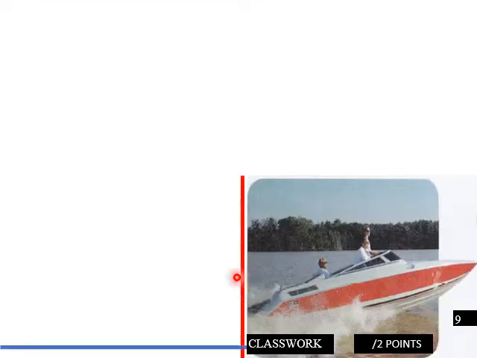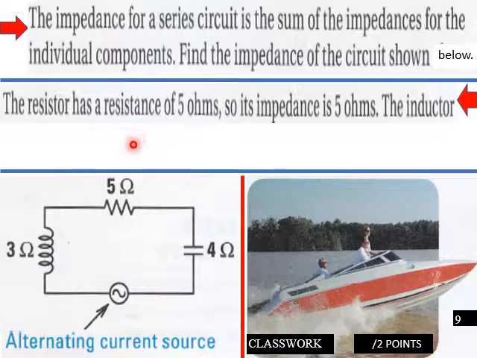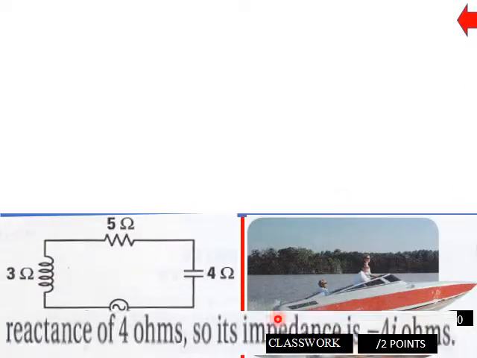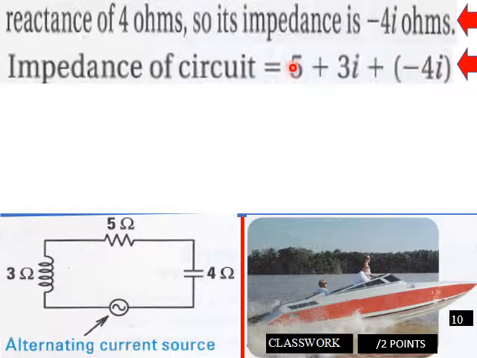So what are we going to do with that? Well, the impedance for a series circuit is the sum of the impedances for the individual components. Find the impedance of the circuit shown. So here are numbers for different levels of electrical resistance. The resistor has a resistance of 5 ohms, so its impedance is 5 ohms. The inductor has a reactance of 3 ohms, so its impedance is 3i ohms. The capacitor has a reactance of 4 ohms, so its impedance is negative 4i ohms.